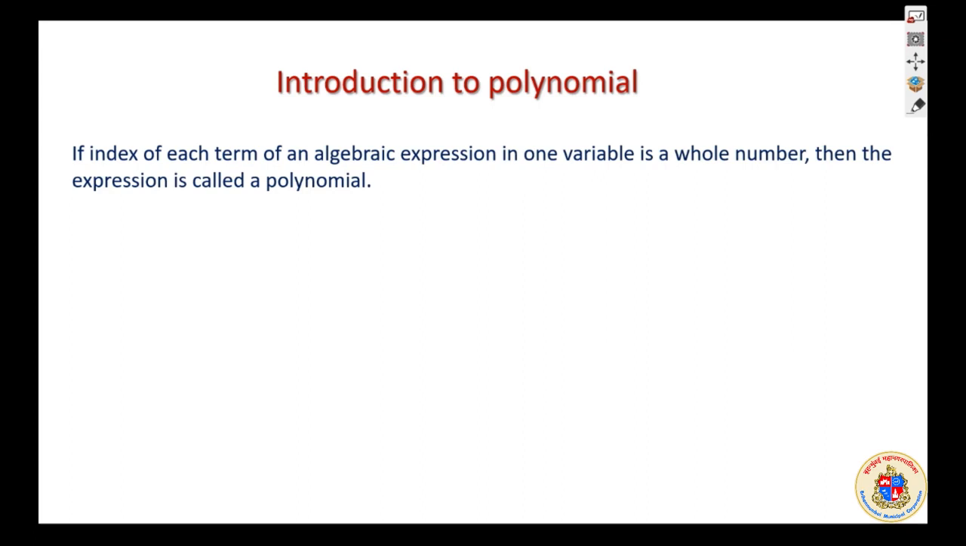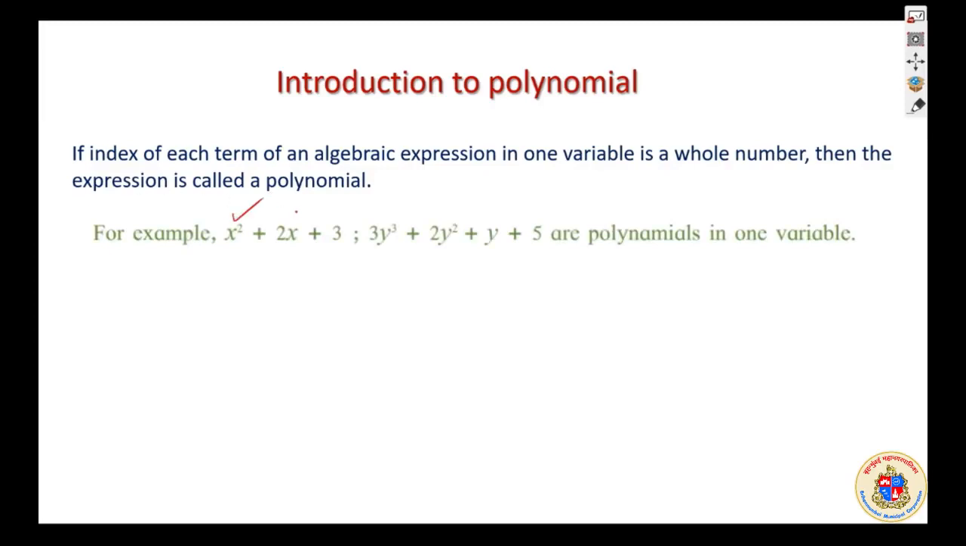These are certain characteristics. That means every polynomial will be having more than one term. Every polynomial will be having variables, and every variable will be having an index which is always a whole number. These are the fundamentals related to polynomials. Here, for example, here is a polynomial. The expression is x square plus 2x plus 3. Another polynomial, 3y cube plus 2y square plus y plus y.